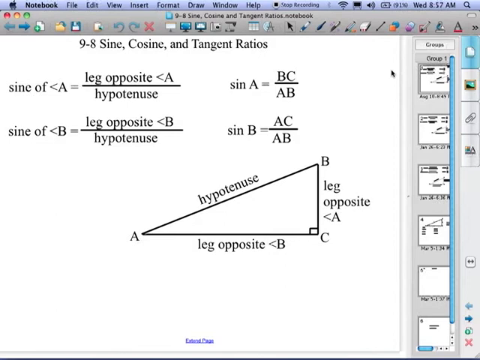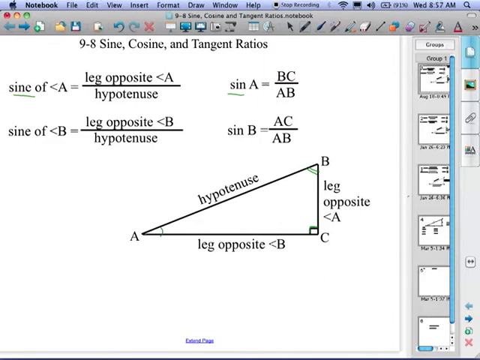9-8, sine, cosine, and tangent ratios. Sine, cosine, and tangent ratios are ratios that relate the lengths of the sides of a right triangle to the angles within the right triangle, the non-right angles. We have sine, which is S-I-N-E. We will shorten it to three letters, S-I-N, which is still sine.